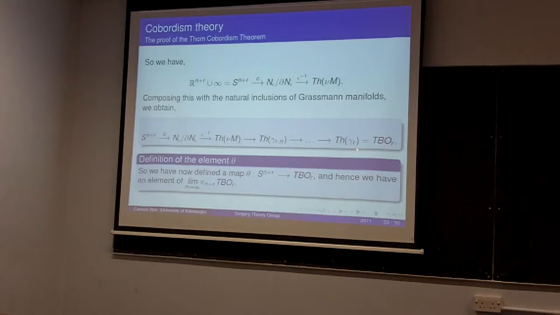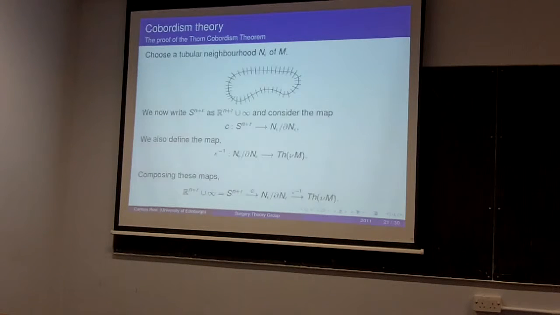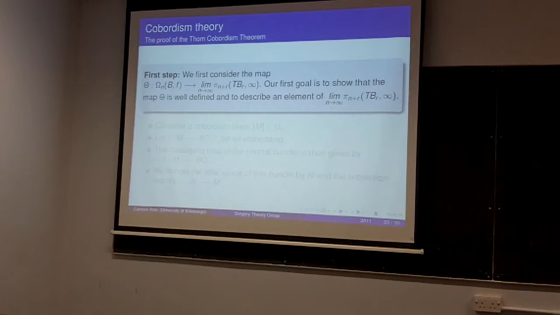So what we have in the end is a map from the n plus r dimensional sphere into TBO_r, and that's already defining a map in the stable homotopy of TBO_r.